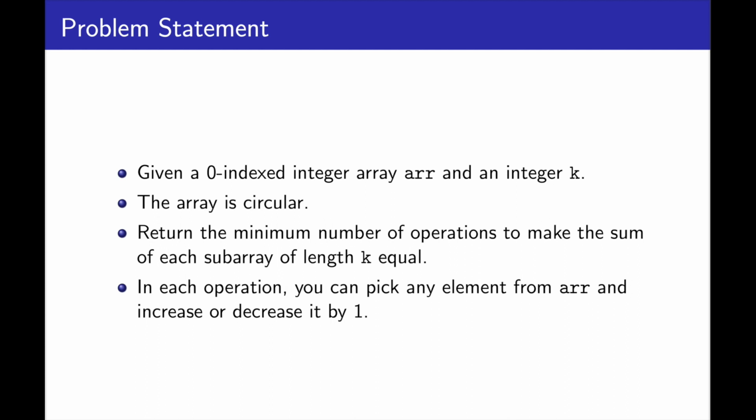The problem statement is as follows. Given a zero-indexed integer array arr and an integer k. The array is circular. Your task is to return the minimum number of operations needed to make the sum of each subarray of length k equal. In each operation, you can pick any element from arr and increase or decrease it by 1.